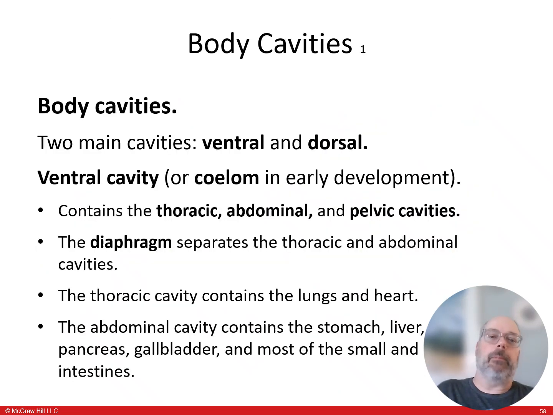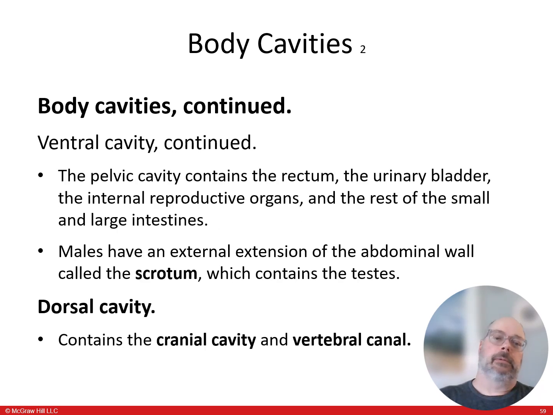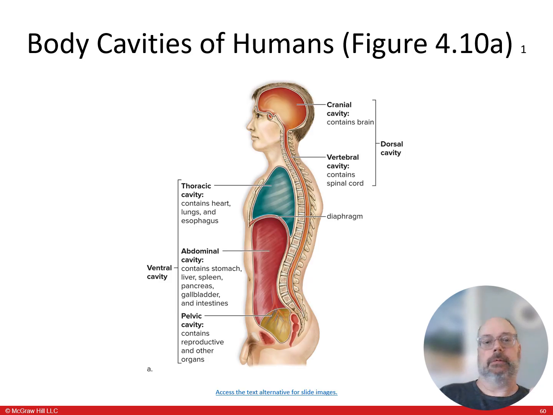All right, so we have two main body cavities, ventral and dorsal. The ventral cavity developed early in development and contains thoracic, which is your chest, abdomen, which is your gut, and pelvic, which is your hips. We also have ventral and dorsal cavities, so you should recognize the differences between those. There's just a diagram of the different body cavities.